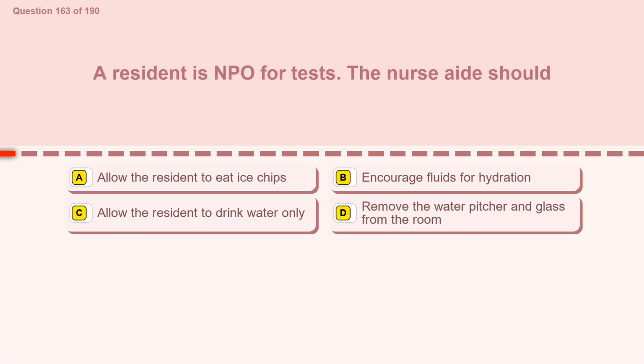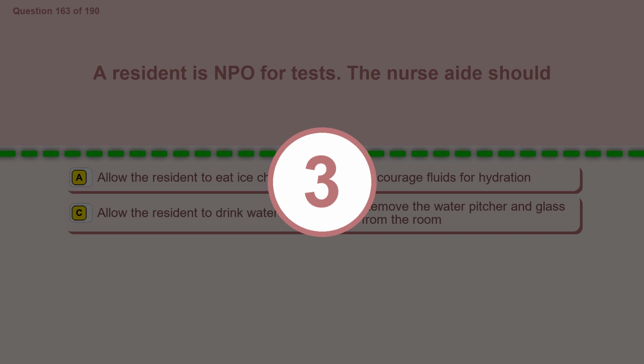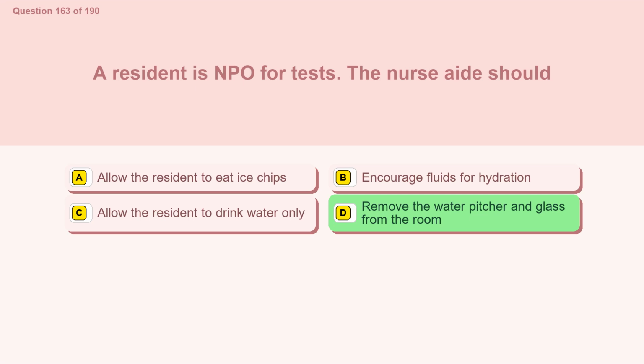Question 163. A resident is NPO for tests. The nurse aide should: Option A, allow the resident to eat ice chips. Option B, encourage fluids for hydration. Option C, allow the resident to drink water only. Option D, remove the water pitcher and glass from the room. The correct answer is option D, remove the water pitcher and glass from the room.